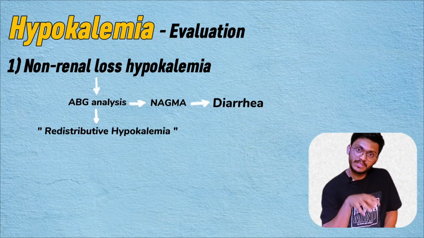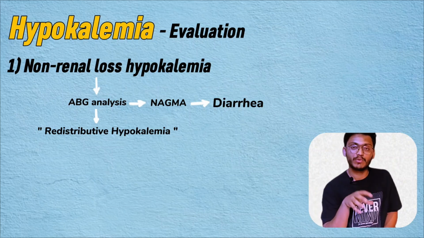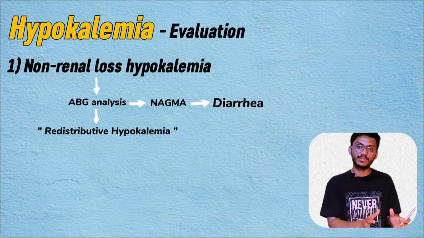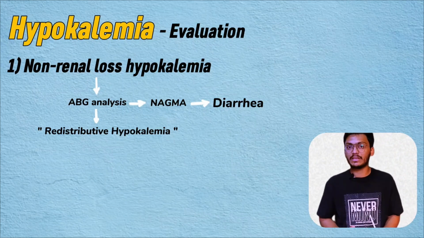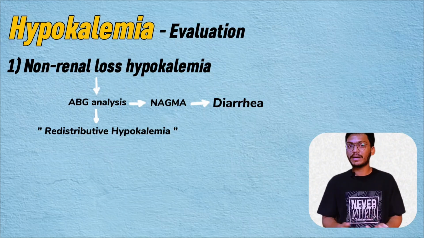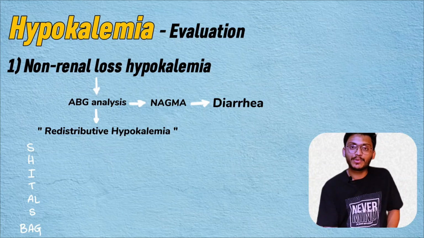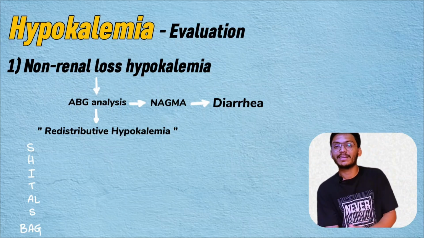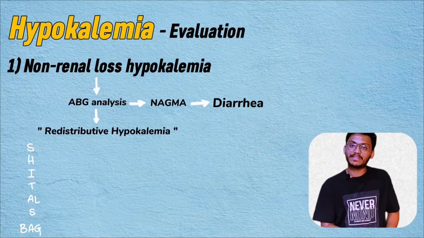that is the potassium is being shifted from serum to the intracellular area. That is why in serum you are finding hypokalemia. So there is a set of causes which cause redistribution of potassium leading to hypokalemia. These can be remembered as Sheethal's bag. In a funny way, you can remember it as all the potassium is going to Sheethal's bag. That is why the potassium levels are low.